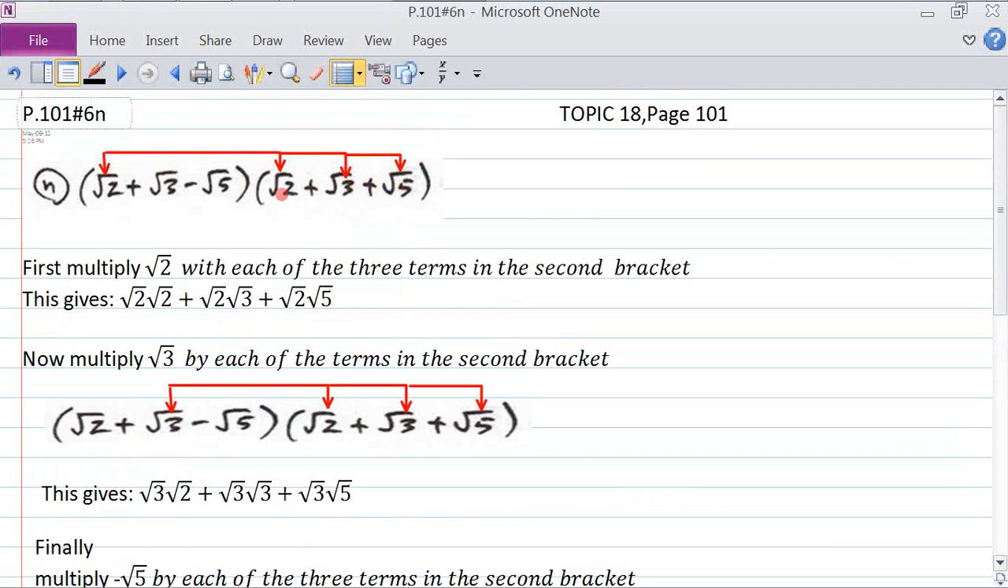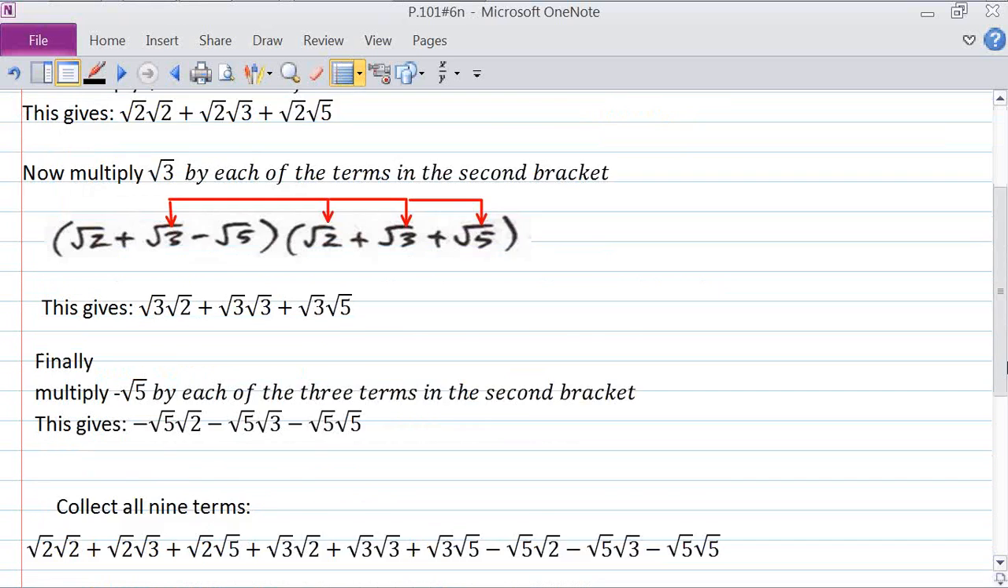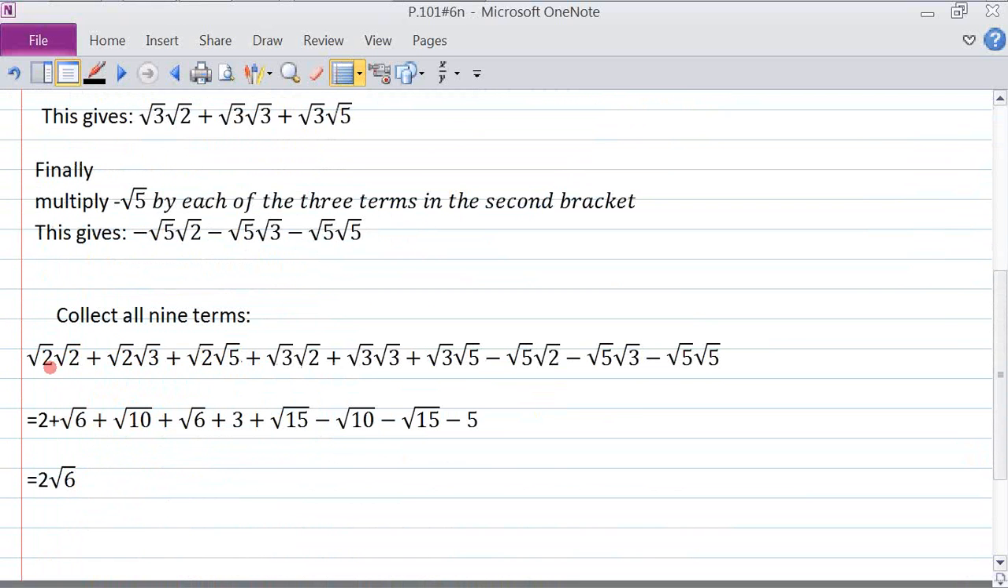So you can see that in this case, when we do this, we check that you have 9 terms: 1, 2, 3, 4, 5, 6, 7, 8, 9. And notice here you have root 2, root 3, root 5, root 2, root 3, root 5, root 2, root 3, root 5. So root 2 times root 2 is 2.